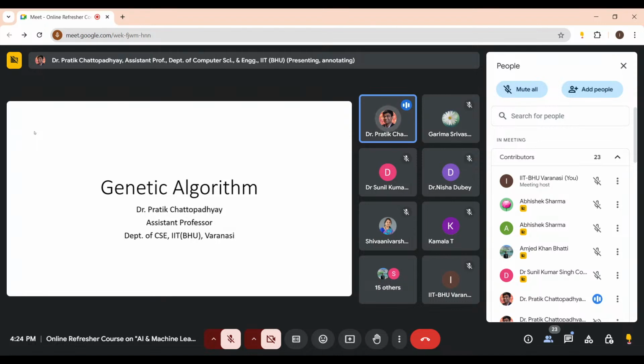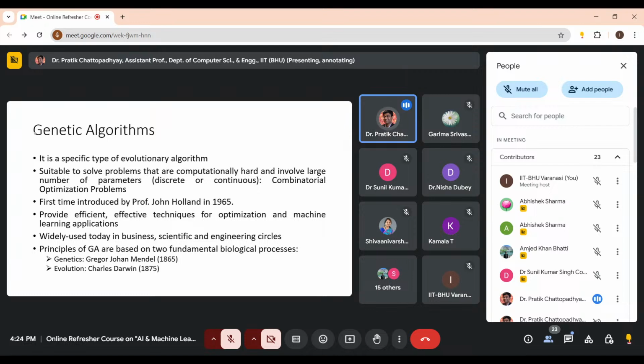And I will also talk about certain problems and how genetic algorithm can be applied to solve such problems. It is a type of evolutionary algorithm. As I said, it follows the natural theory of evolution, suitable to solve problems that are computationally hard and involve a large number of parameters. So this is a very theoretical term, computationally hard.